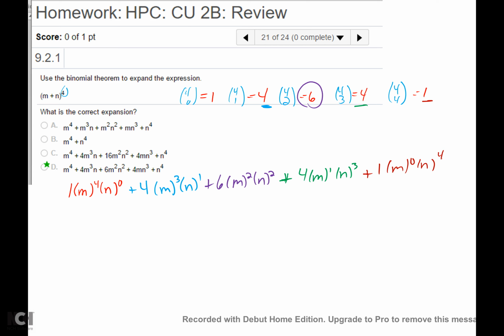n to the fourth. So if we clean this up now, we're going to have 1 times m to the fourth times 1, because anything to the 0 degree is 1. That's going to give me m to the fourth, plus 4 times m cubed times n, plus 6m squared n squared, plus 4mn cubed, plus 1 times n to the fourth, which is just n to the fourth. And there's my expansion. Okay?